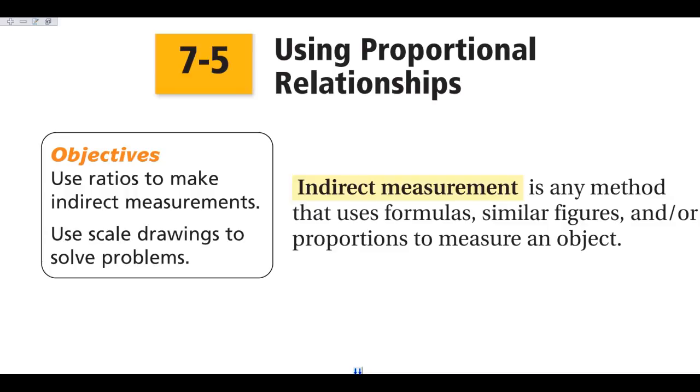Hey everyone, welcome to your 7-5 video, which is using proportional relationships. What we're going to look at today is indirect measurement.